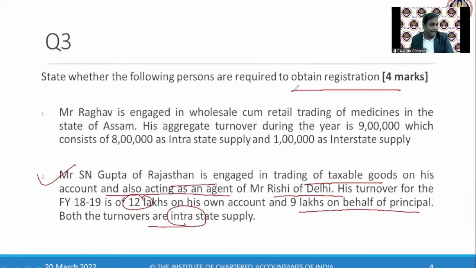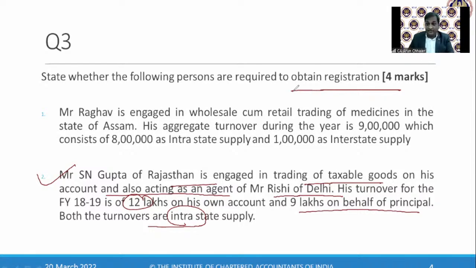Rekha, interstate, mandatory registration. Raghav is required to take mandatory registration because he is making the supply of goods from one state to another state. Anita has given the answer. Acting as an agent, he must take registration compulsorily. One word of the question is important. Yes, absolutely correct, Riya.